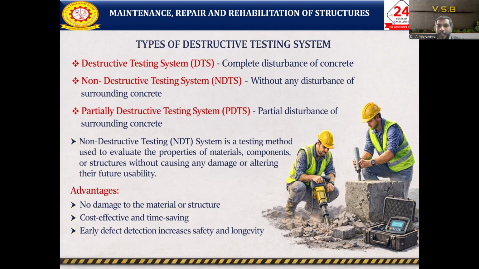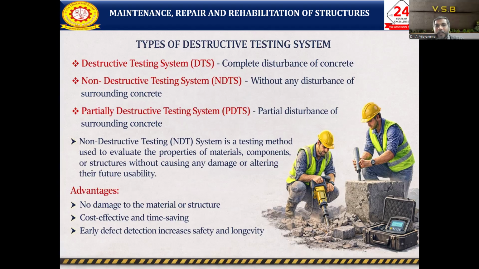And the second one, NDT, tests without any disturbance of the surrounding concrete. Using the equipment, just hitting or just passing waves, we can assess the performance of the structure. That is called NDT. A third one, partial disturbance of the surrounding concrete, is called the partially destructive testing system. So these 3 systems are commonly used for concrete structures. So this is NDT.